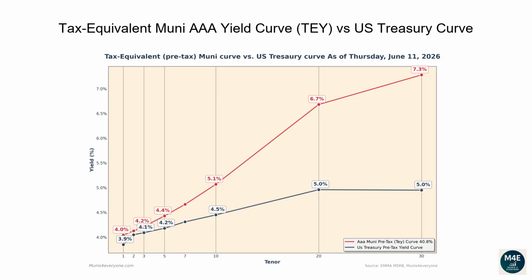Observing the current graph, we can see that currently all the Muni tax-equivalent yields, based off a 40.8% tax rate, are above Treasury yields. When this scenario happens, it may be less convenient for investors to buy US Treasury bonds. For example, if you wanted to buy a 30-year bond, a AAA Muni bond would yield 7.3% compared to a lower yield of 5.0% from a Treasury bond.